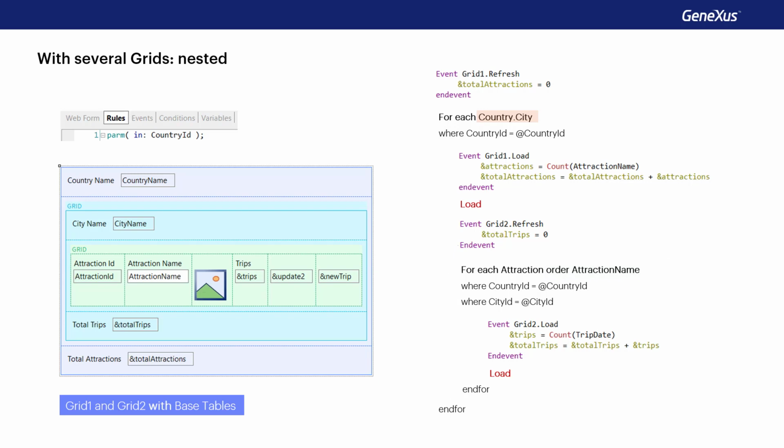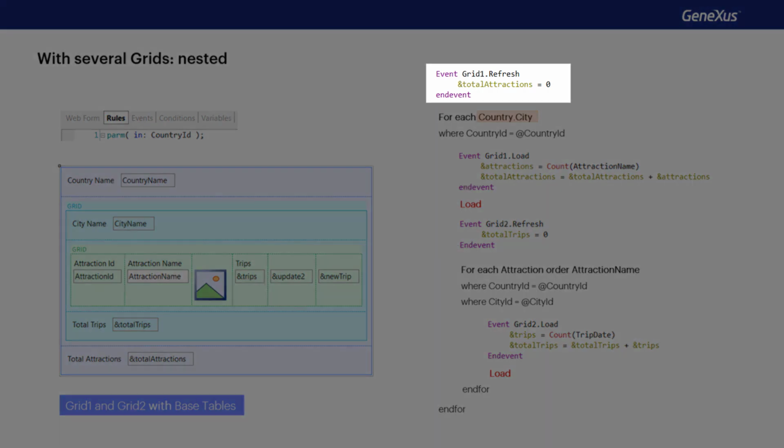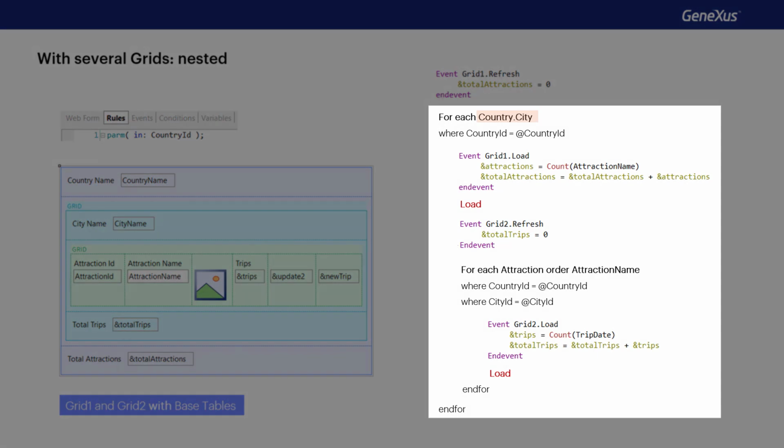In short, the refresh of the external grid will be triggered. And then, the implicit for each that we're seeing, which together with the internal one will make up a join.